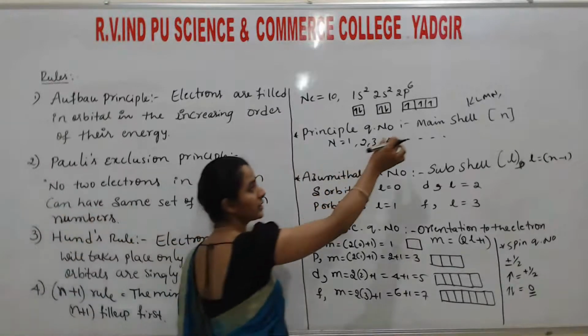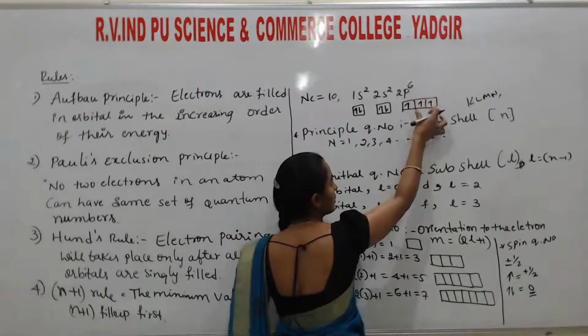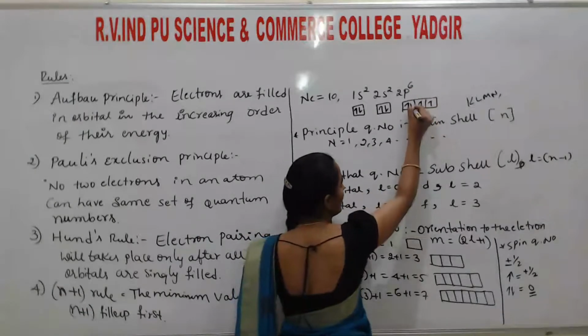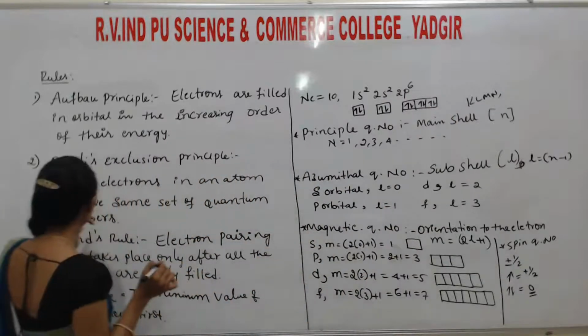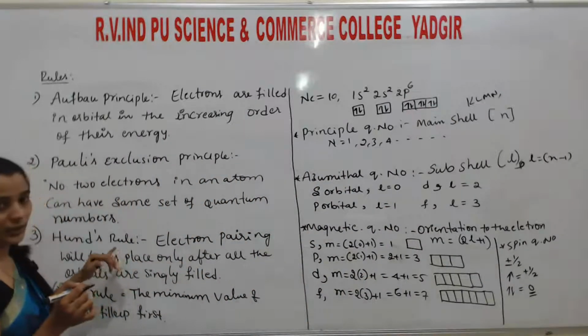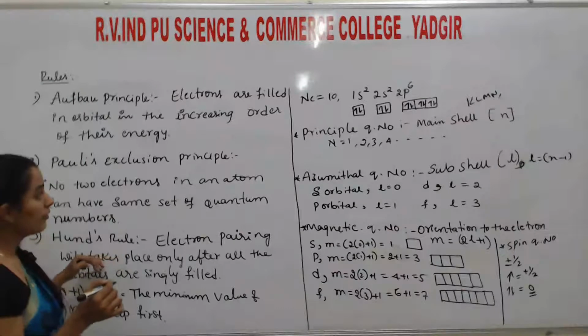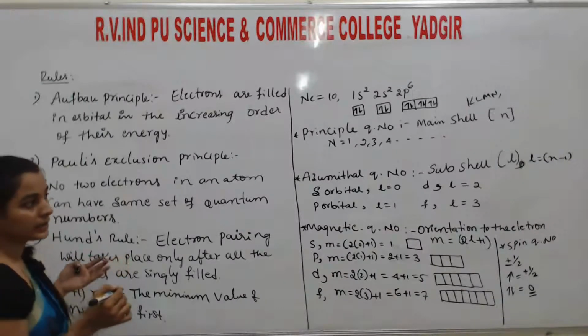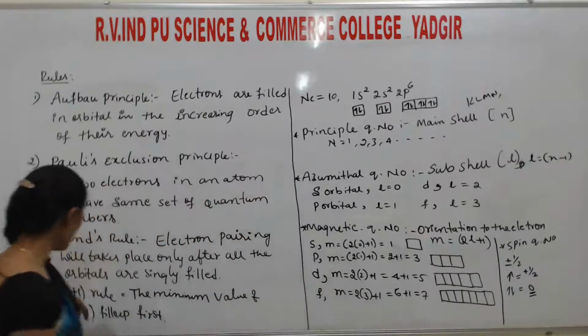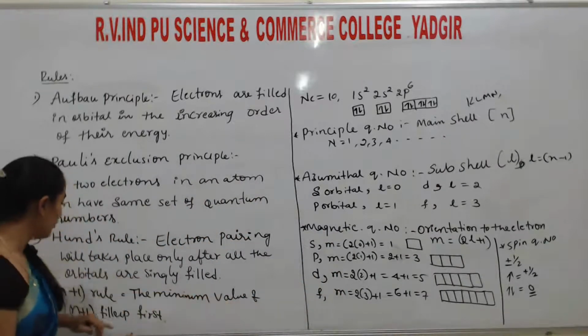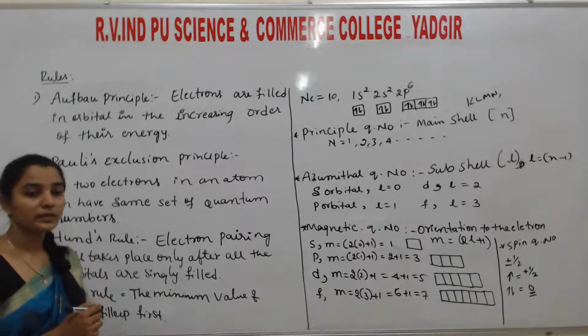So all the orbitals are singly filled. Here 6 electrons are there, here 3 electrons are singly filled. Next pairing up takes place. This shows Hund's rule of maximum multiplicity. Okay, students, and the last one is the n plus l rule. The orbital with the minimum value of n plus l fills up first.